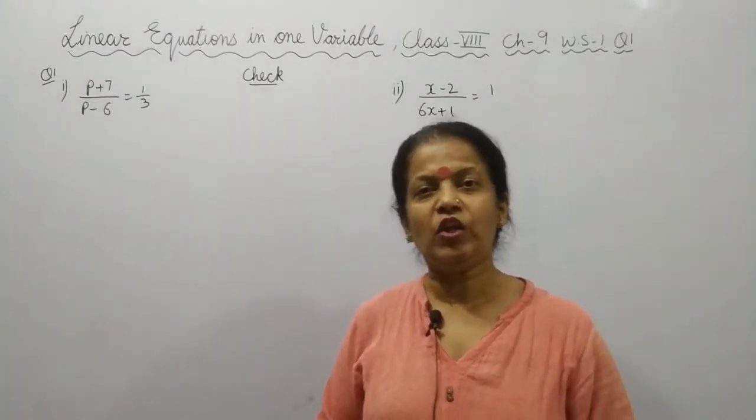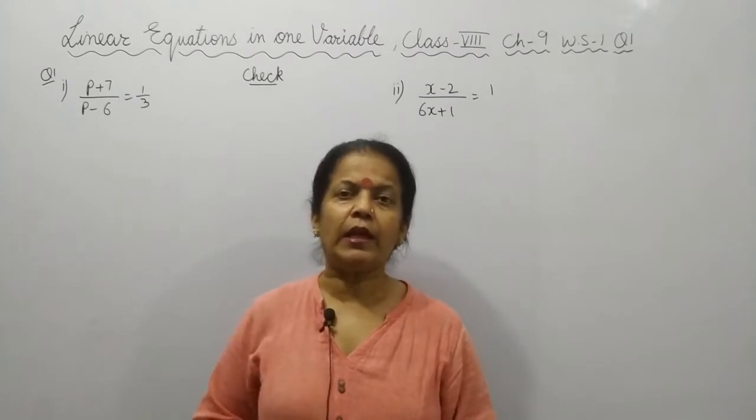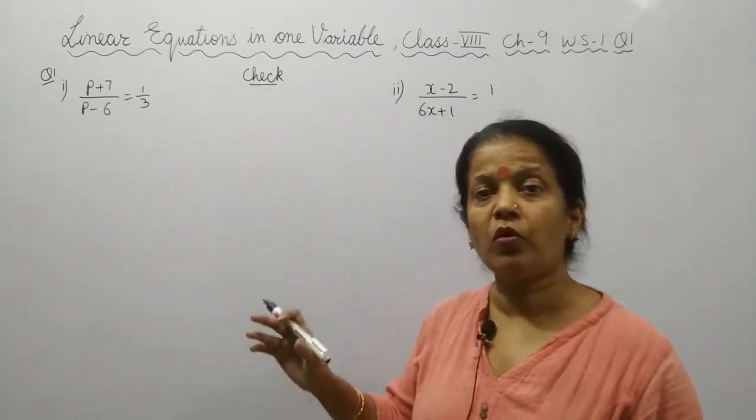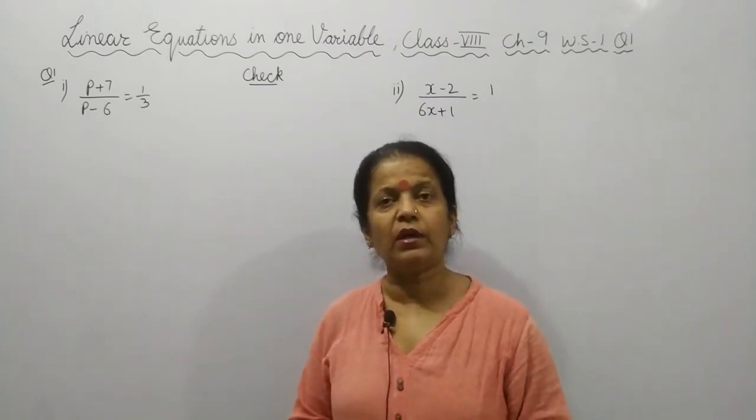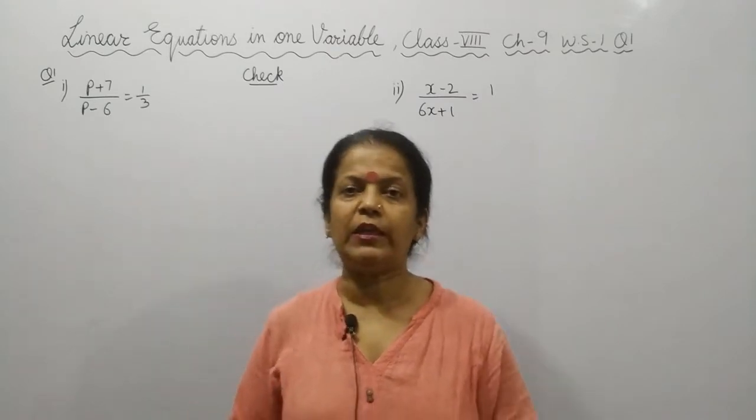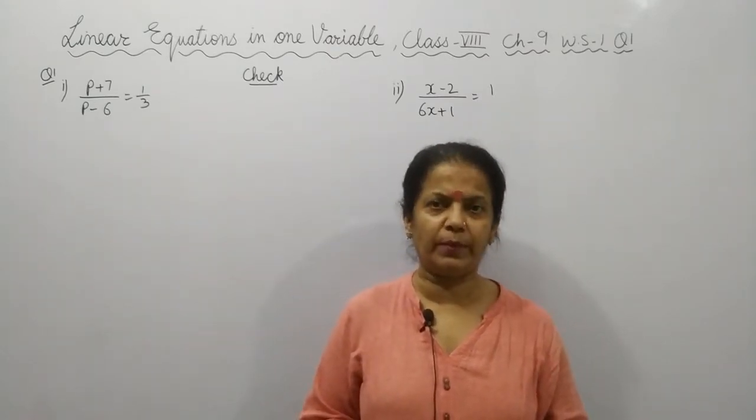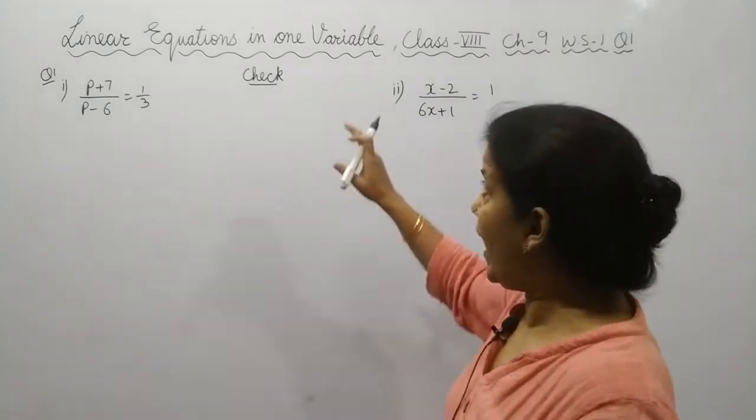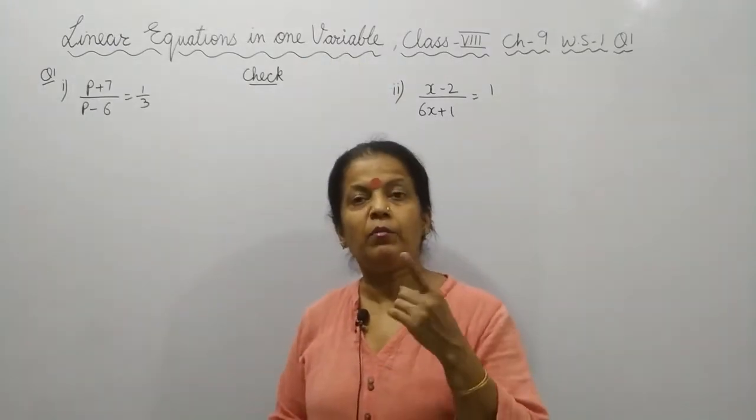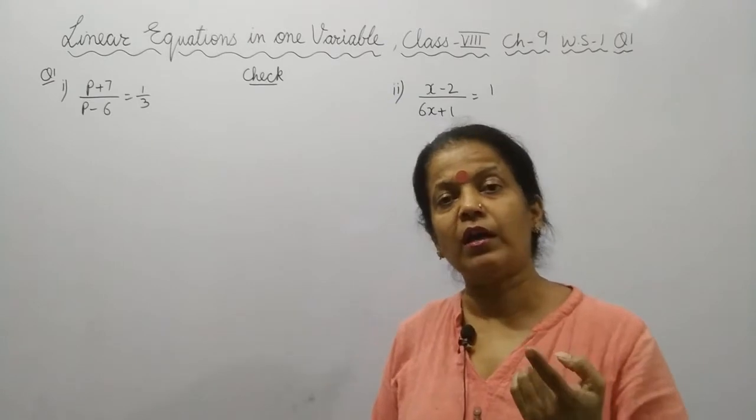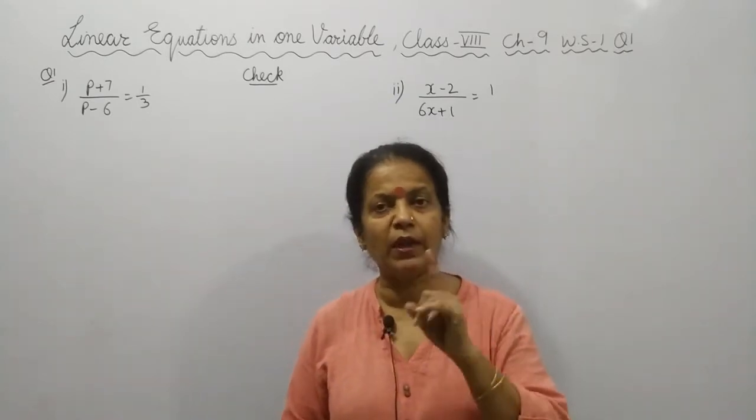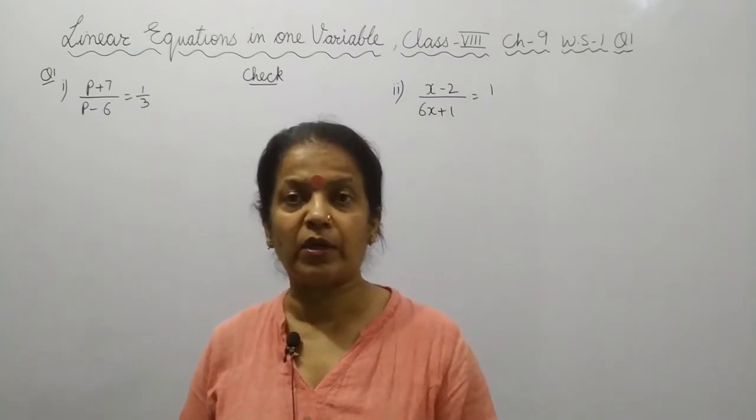Welcome back with a new chapter, that is linear equation in one variable. Before we take the chapter worksheet 1, let's talk about what is a linear equation in one variable. One variable, as the name suggests, means the equation should have only one alphabet. Variable is related to the alphabet.